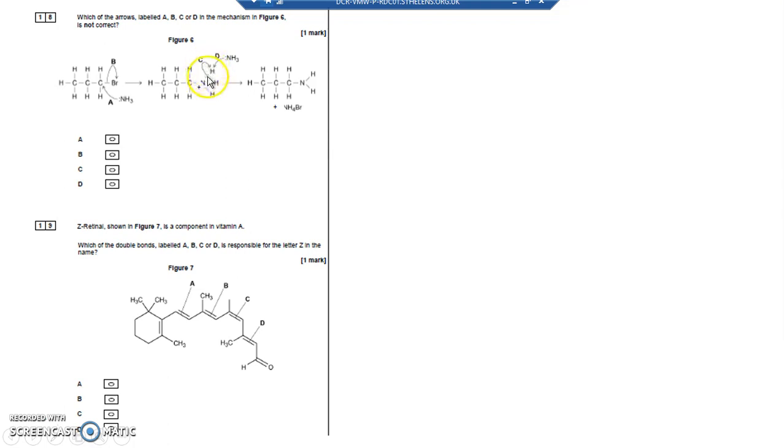And then there's something wrong with C here. It's coming from a bond which is perfectly acceptable, but surely if that bond were going to break, if you've got an N with a plus on it here, then the electrons would go the other way and would go onto the N rather than onto the H to remove the N plus and get rid of the plus by the electrons moving on to the plus. So that arrow, that C, is going the wrong way. It would break and they would move on to the plus to eliminate that N plus, which is unstable. So your answer is arrow C.